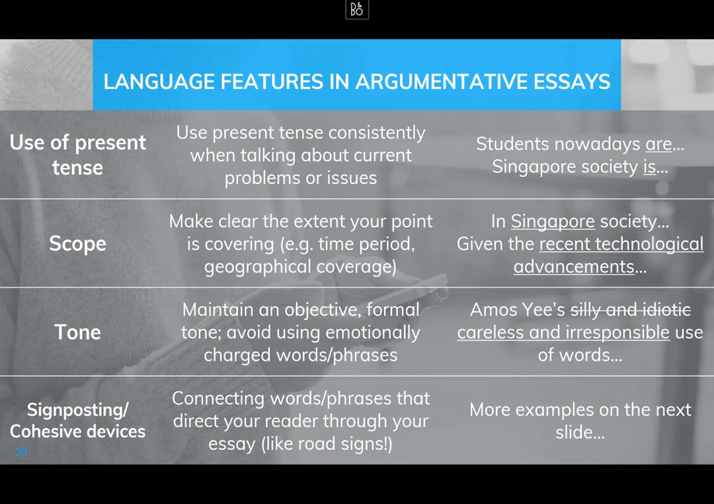Now, what are the problems with these words or phrases? Now, the problem is that these words or phrases are highly absolute. It means that it leaves no room for alternatives. Okay, so instead of using these words, you might want to use some qualifying terms, some words to scope the point that you are discussing.